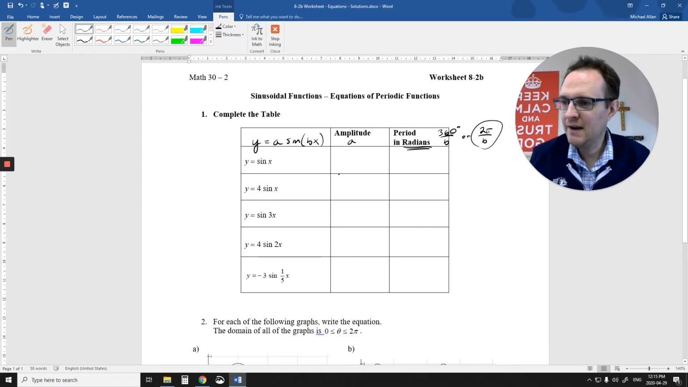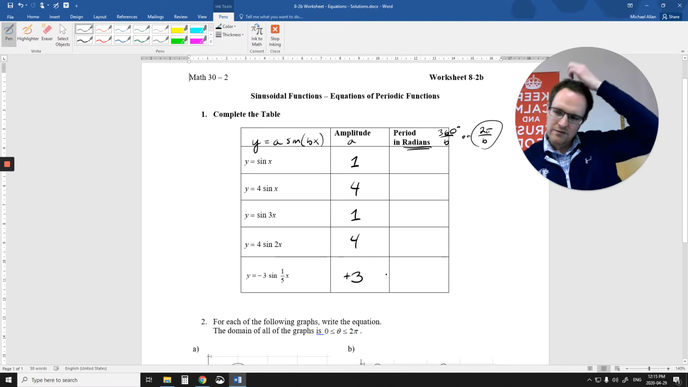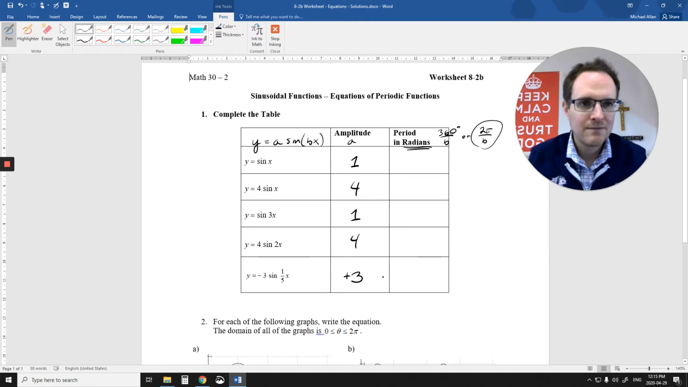Okay, so my a value for this first one is 1. It's just whatever's in front of the sine there. You can't see it, so you assume it to be a 1. That's 4, 1, 4, and 3. Now the amplitude is always a positive number, even if there's a negative in front of it. That just means it's kind of flipped over. If you were to graph it, you would notice rather than going upwards, it's going downwards to start off with. But the amplitude will still be a positive number, positive 3.